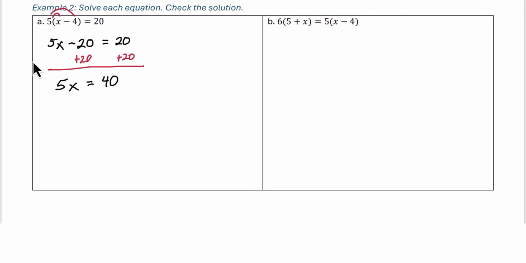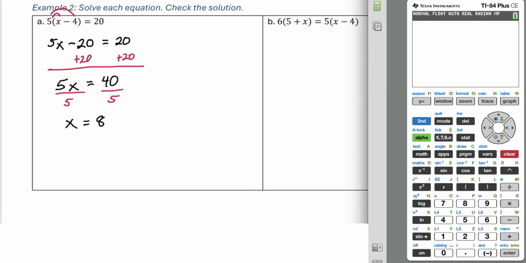Finally, we use the multiplication property. Divide by 5 on both sides, and x equals 8. Let's use the calculator to quickly check the answer. I'm going to plug 8 into the original equation. We have 5 times, we're going to replace x with 8, minus 4. And hopefully that equals 20. And it does. It equals the right side. If the left side equals the right side, we get a true statement, which means 8 is correct.